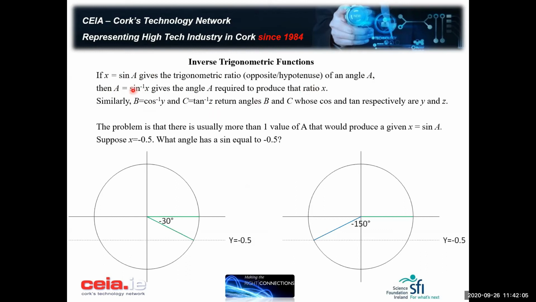So when you say a equals inverse sine x, you're asking the question, what angle a has this sine value x? And the same applies to cosine, inverse cosine, and inverse tan.